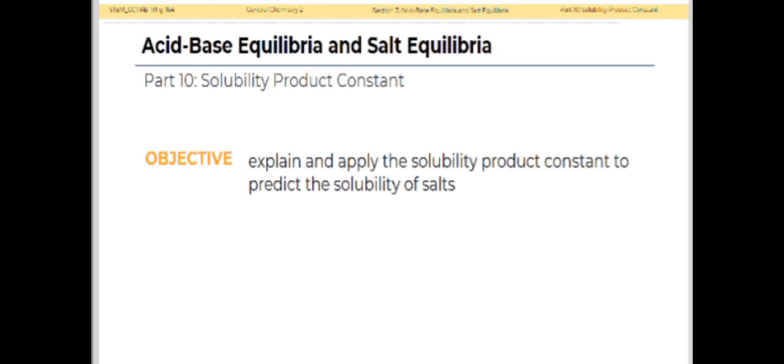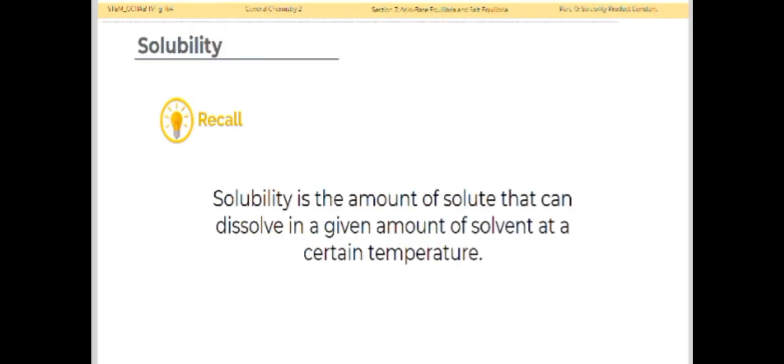Objective. In this lesson, we will explain and apply the solubility product constant to predict the solubility of salts. So, let us recall what solubility is. Solubility is the amount of solute that can dissolve in a given amount of solvent at a certain temperature.